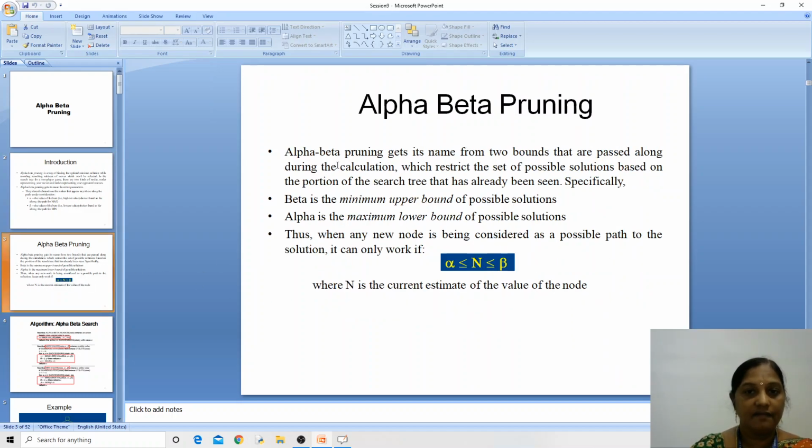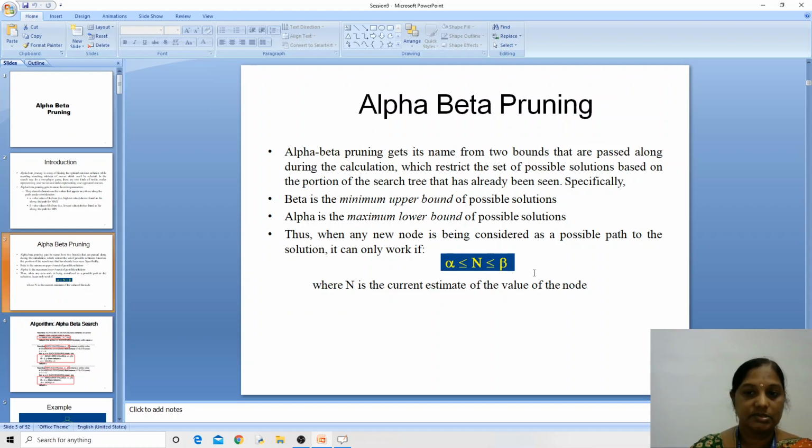Alpha beta pruning gets its name from two bounds that are passed along during the calculation. Already I told you those two bounds are alpha and beta. One is the maximum and the other is the minimum. Alpha is the maximum lower bound for all possible solutions, and beta is the minimum upper bound for all possible solutions.